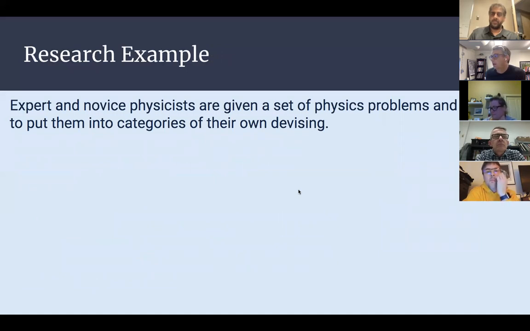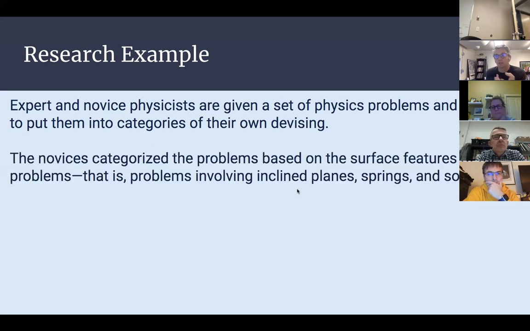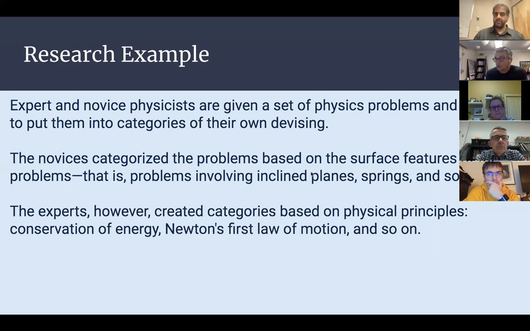Here's an example that comes out of the research. This is a classic one, by Sweller, the guy who started a lot of the cognitive load research. This was from 1985, and it's been replicated many times over the last few decades. Basically, you give expert and novice physicists some problems, and you ask them to categorize the problems. Novices will categorize them based on the surface features, so whether the problems use inclined planes, or bridges, or springs. But experts categorize problems based on the underlying principles, whether the problem requires conservation of energy or Newton's first law.